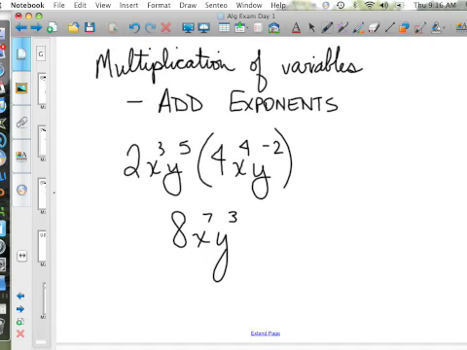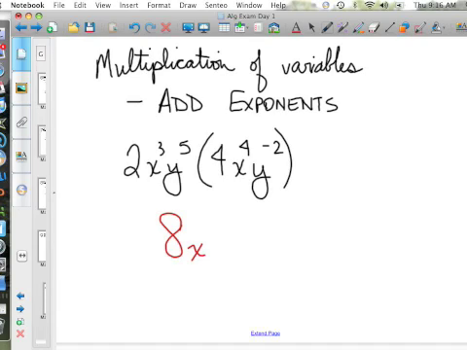For multiplication of variables, the rule is add the exponents. In this example, we have 2x cubed y to the 5th, times 4x to the 4th y to the -2. Now we have coefficients here. What do you do with those? You multiply them. Okay, it's a whole number. You're multiplying 2 times 4.